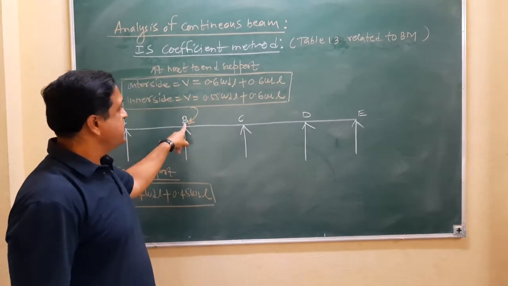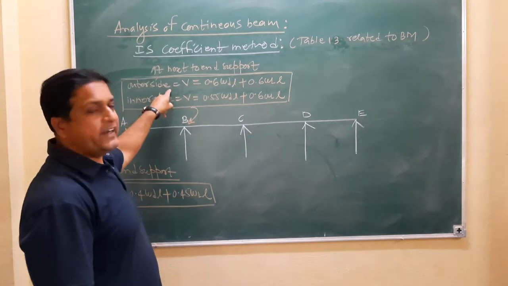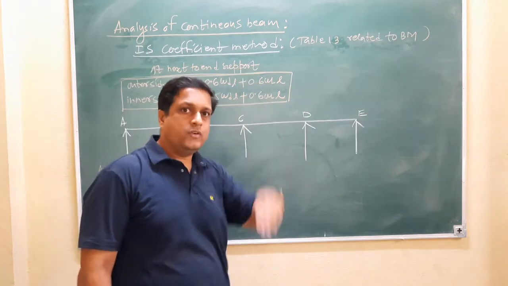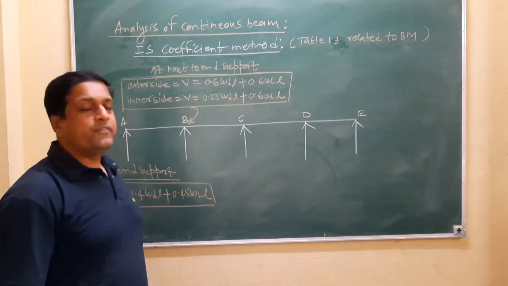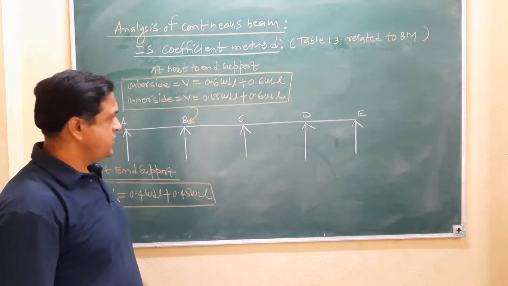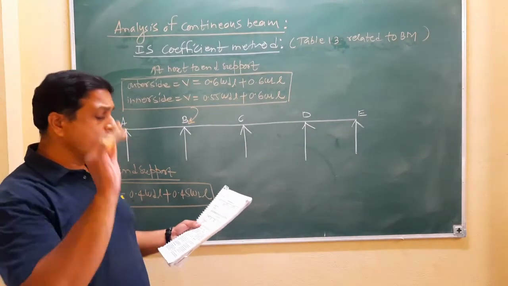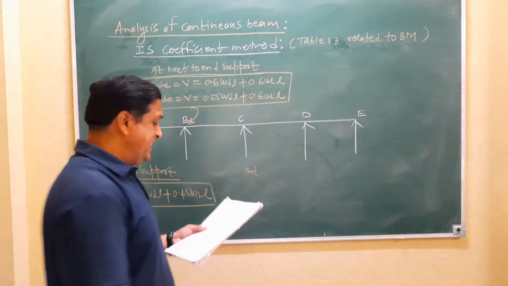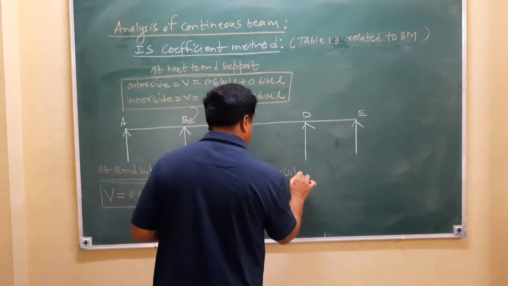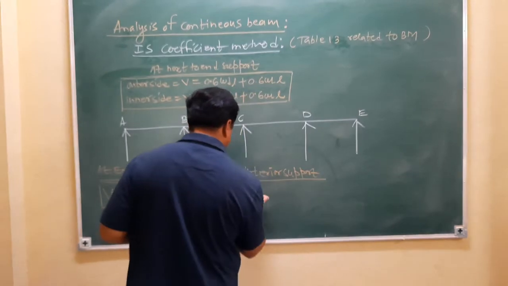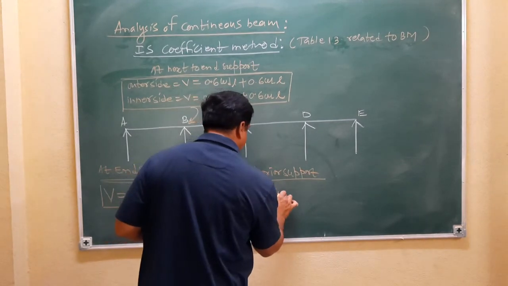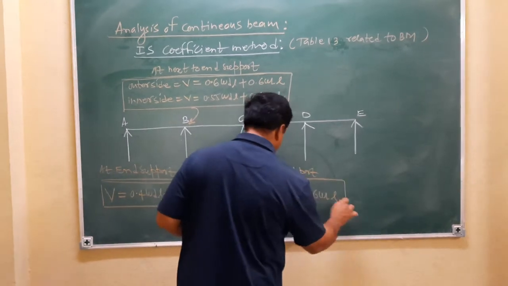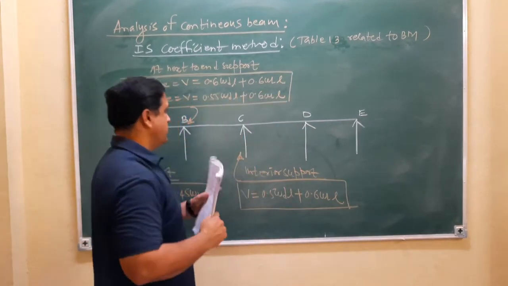Shear force at next to end support means at B and at D. One outer side criteria is given, and an inner side criteria is given, because the shear force is varying from down to up to down. Like that, outer side and inner side, two different coefficients are given to find out the shear force. And at all other interior supports, what is the formula? V is equal to 0.5 W dead into L plus 0.6 W live into L. So this is the shear force at interior support.